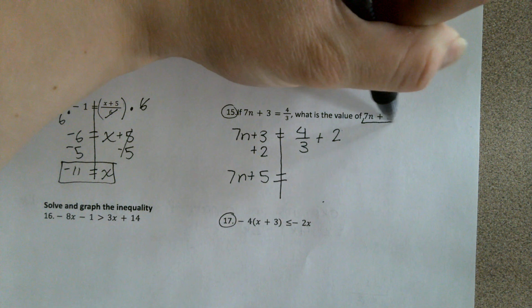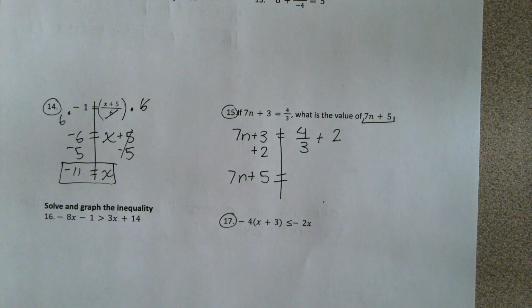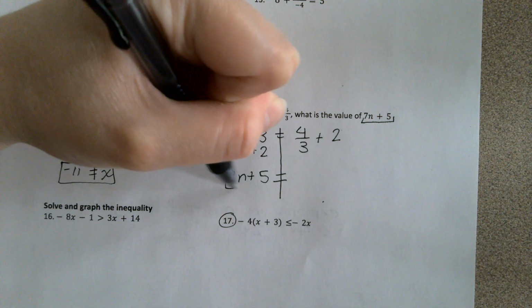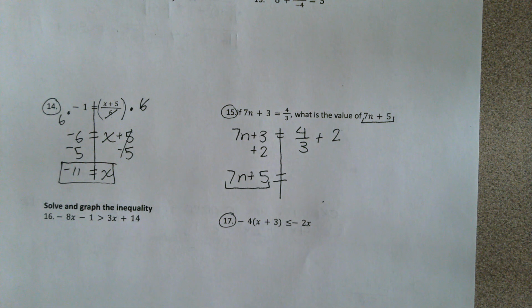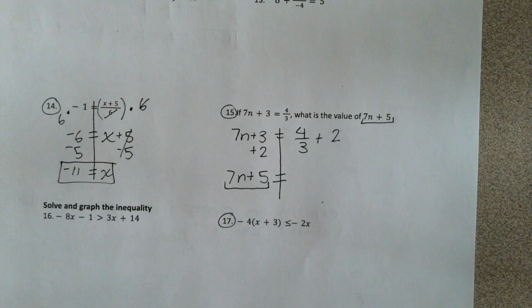So why am I doing this? They want to know what 7n plus 5 is. So essentially I'm solving for 7n plus 5. I've already got it on one side by itself. So once I figure out what this number is, I'm done.